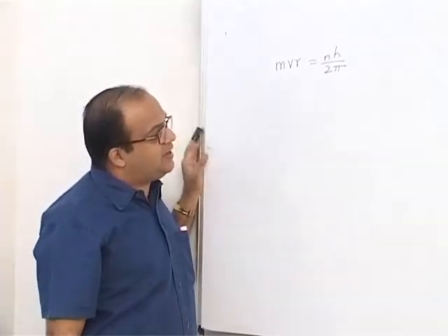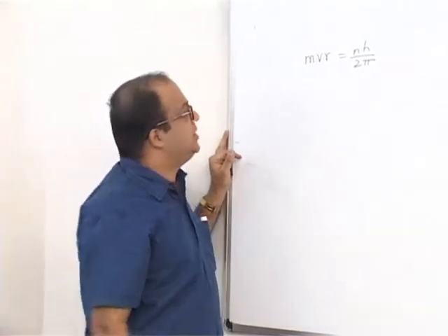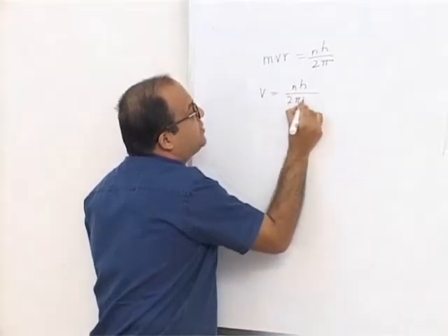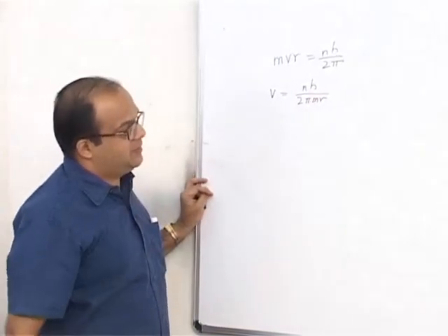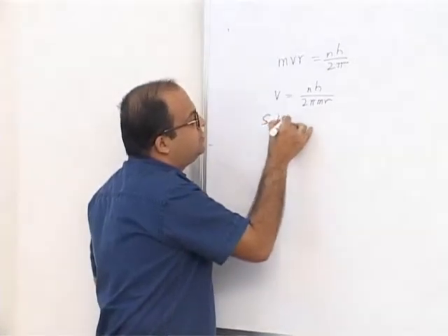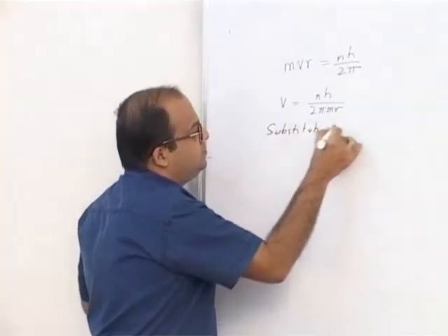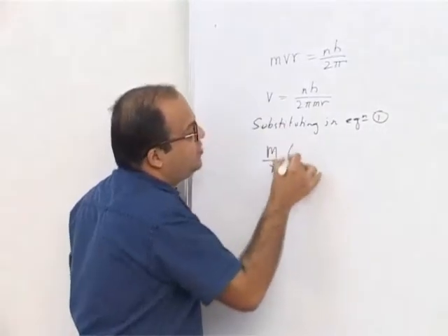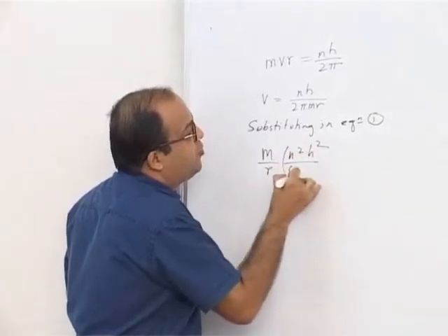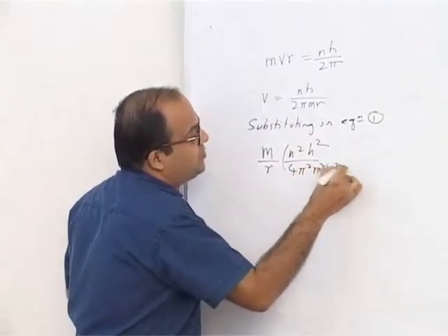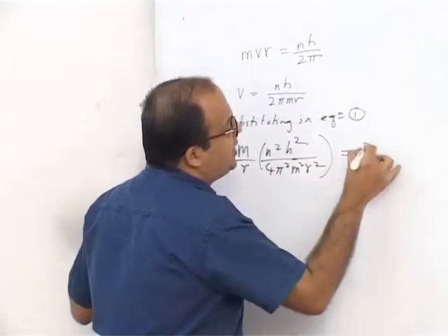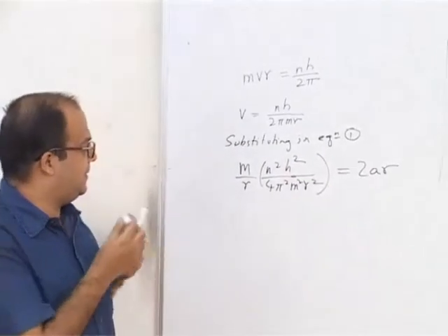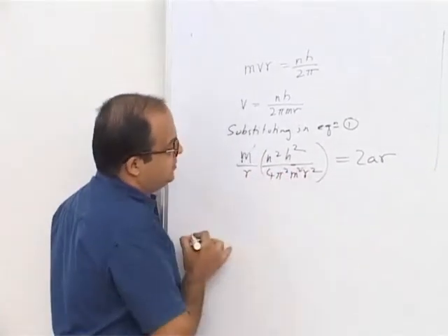Now we'll solve the problem exactly as we have done in the derivation. So we get v equal to nh by 2 pi mr. Substituting in equation 1, v square, which is n square h square by 4 pi square m square r square, becomes 2AR. So m cancels out.